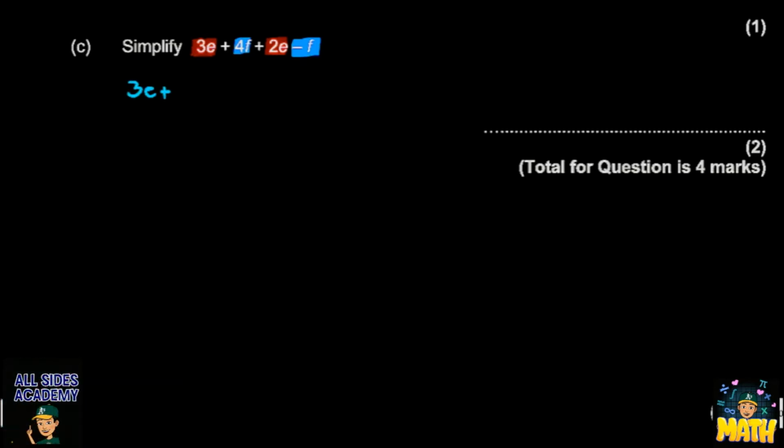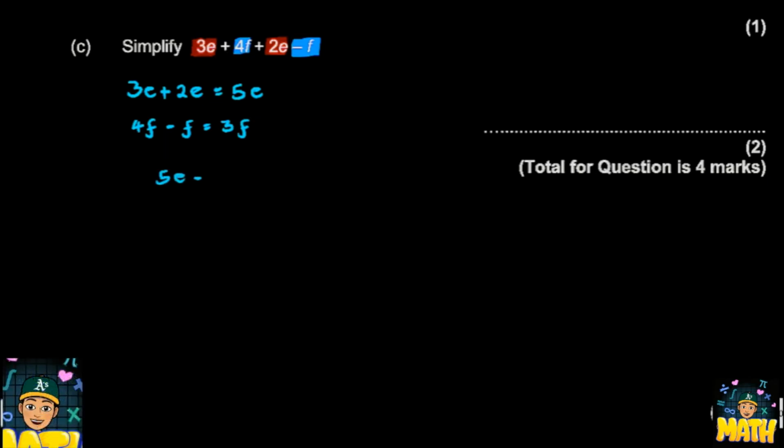In the next question, we have simplify 3e plus 4f plus 2e minus f. So again, put the like terms together. So the 3e is a like term to 2e, and then the 4f is a like term to negative f. So I'll start by 3e plus 2e, which gives me 5e. Then 4f minus f, which gives me 3f. Then I put them together to get 5e plus 3f.